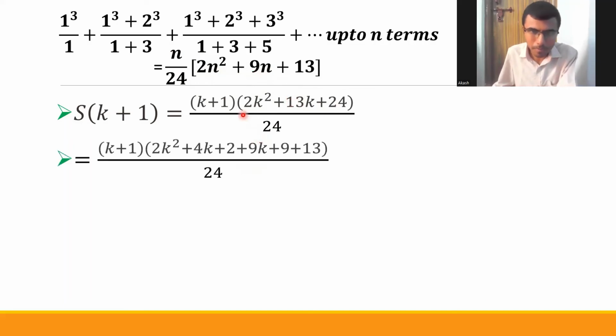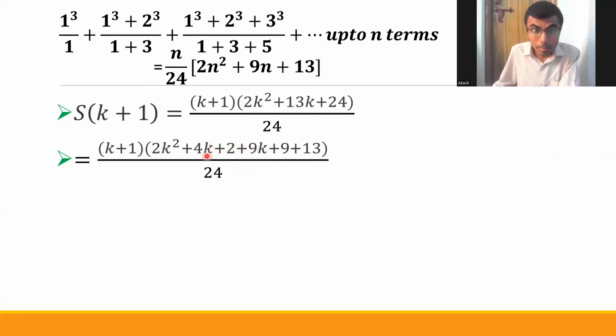Now see this 13k, I'm going to write it as 4k plus 9k. Why? Because I want 9 times k plus 1. And next I'm going to write this 24 as 2 plus 9 plus 13, because here in the end I need 13. I got 13, and then I will be left with 11. 11 I split as 9 and 2, because here I need a 9 to get 9 times k plus 1, and here I need a 2.